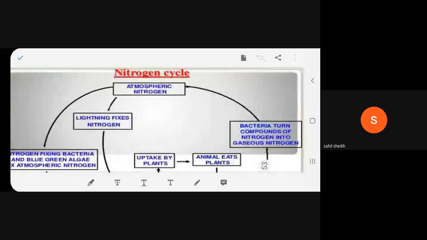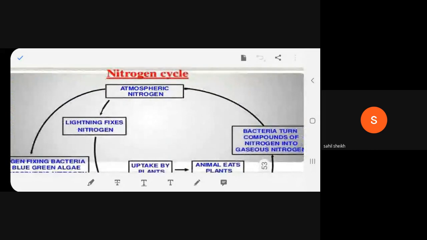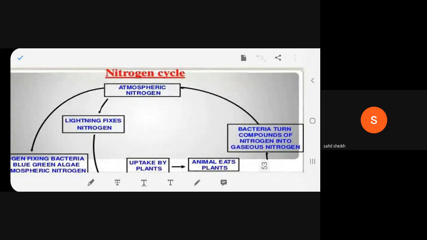This is very, very important. There's a reason why I redid this slide. This cycle is important. In the LQs I have given you the nitrogen cycle. Right now you don't have to draw it, but when I give you the answers to the LQs, that time you have to draw the diagram.